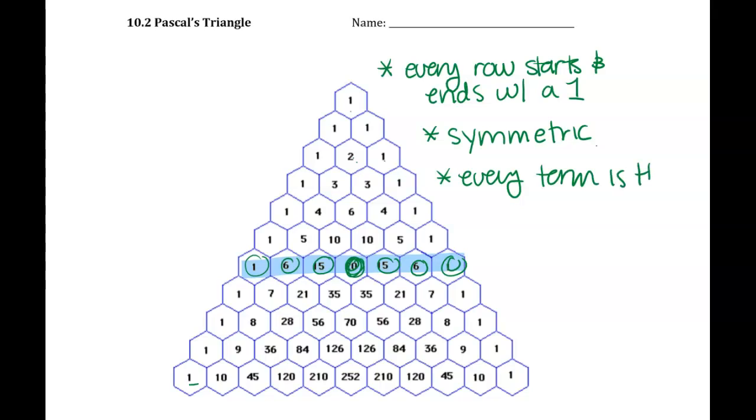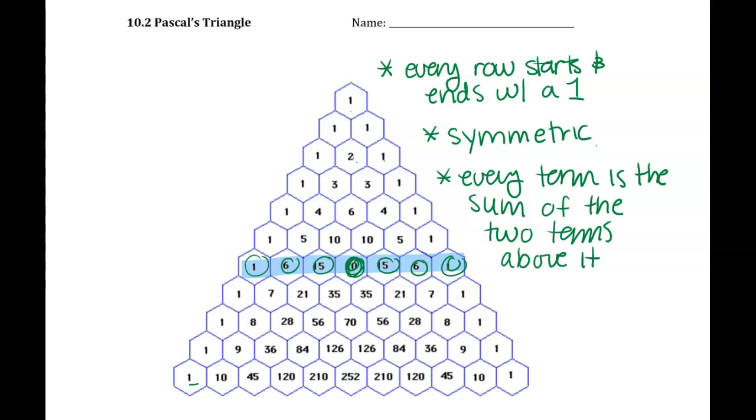Every term is the sum of the two terms above it. Meaning that, I don't know, let's go somewhere random. And the ones don't really count, right? So if we're starting up here with the 1 and the 1 and the 1, the ones are automatic.